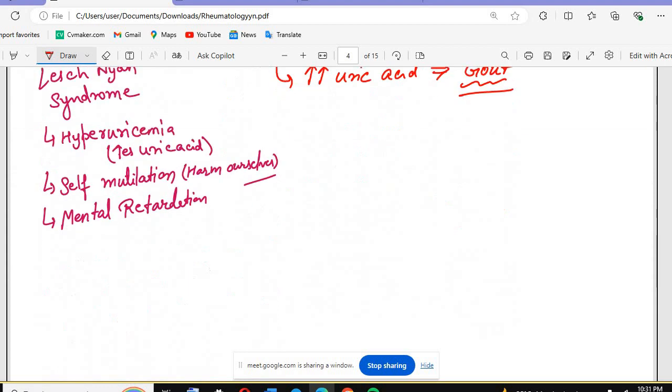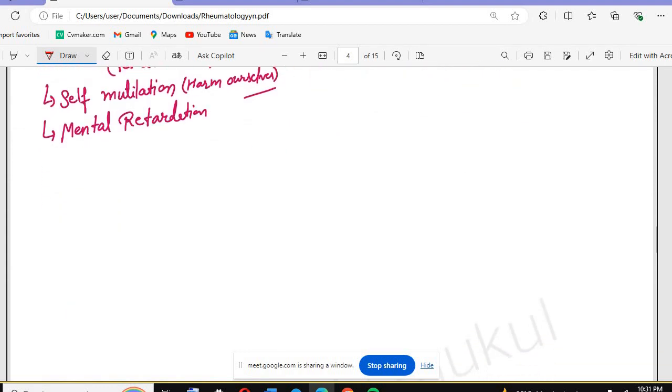Okay, so now let's study gout. Gout is what here? We have seen that this is a metabolic disease. What is metabolic? Metabolic means there will be anabolism and catabolism, meaning breakdown or synthesis of something. So that is known as metabolism. So gout is a metabolic disease.